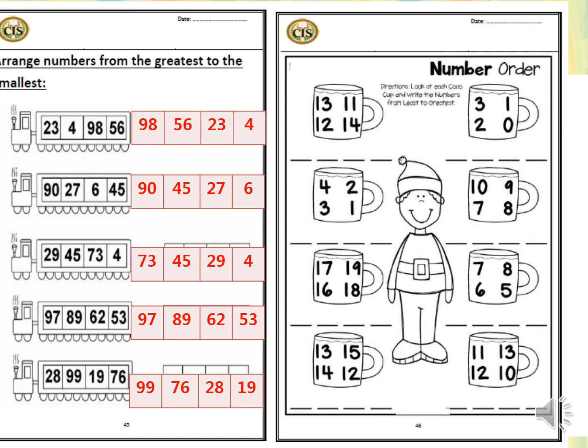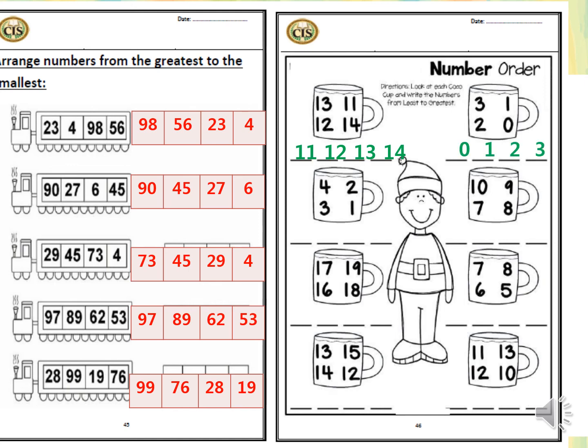Page number 46, we have here cup of tea. We are going to write the numbers from least to the greatest, from the smallest to the greatest. So we are going to arrange in ascending order. Which here is the smallest? 11, 12, 13, 14. Here I start with what? With which number is the smallest?